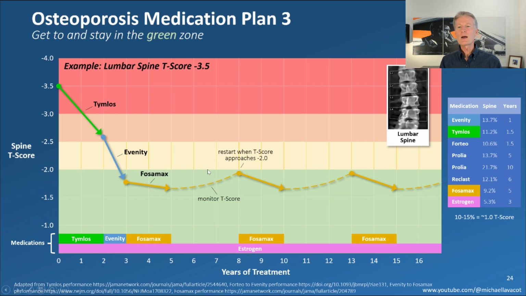So this is a great option here. Other options might be Evenity followed by Fosamax followed by Evenity. That might be another solution. Or for that matter, Tymlos followed by Fosamax followed by Evenity or Tymlos or something else. But if you're going to use a drug first, Evenity seems to work the best following any drug.